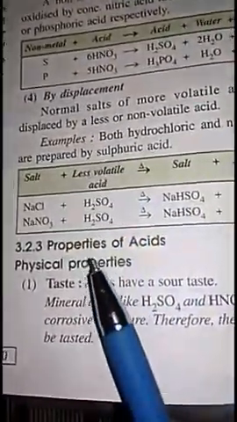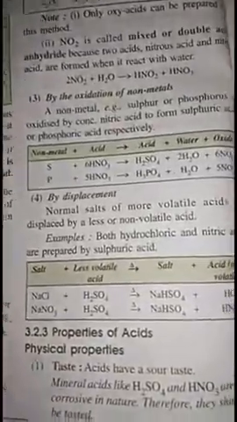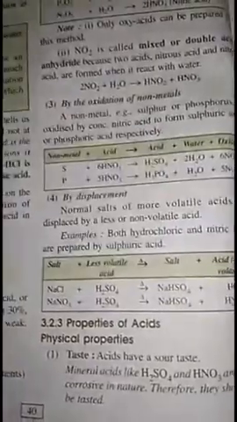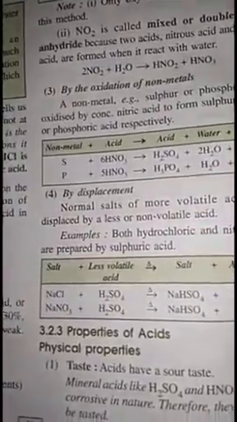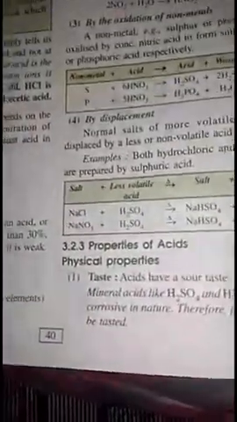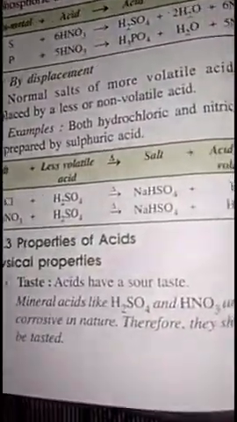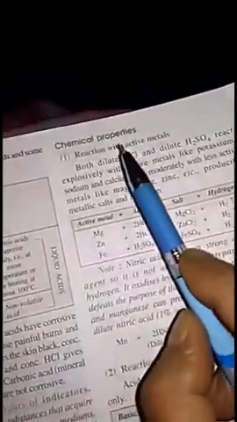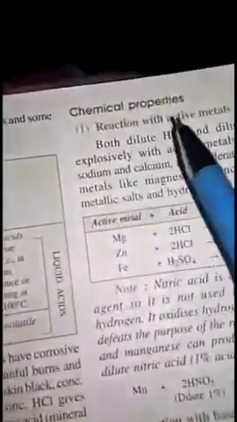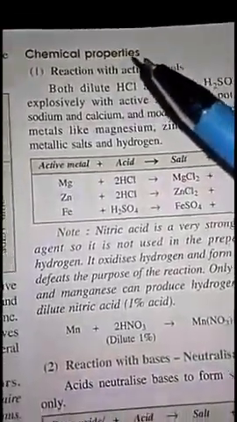Now, physical properties of acids. They show 2 types of properties, physical properties and chemical properties. What is a physical property? The property which we observe by seeing it, touching it, tasting it, dissolving in water, without any chemical reactions. The properties we observe are called physical properties. And chemical properties are those properties which we observe by some chemical reactions.